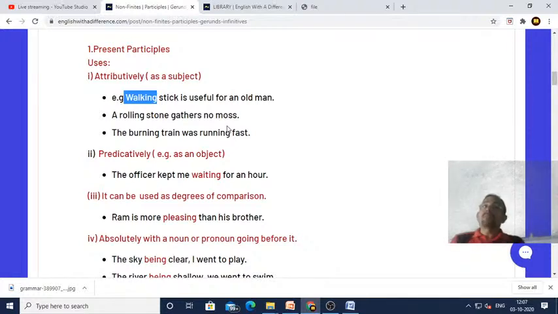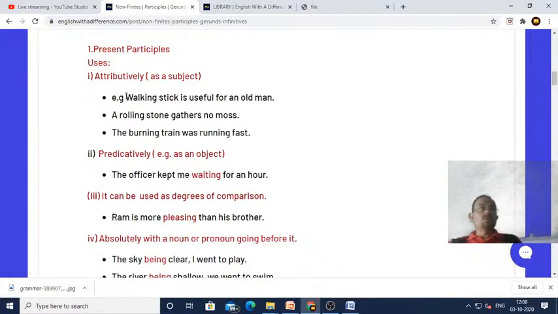Attributively means as a subject, but normally, dear students, a word is used as a subject when it is before the verb. But here you can see the ing is there, but it is not before the verb, it is before the noun, therefore it is used attributively. Whenever we use any word attributively, always remember that it will be used before a noun, not before a verb. So as ing is used before a noun, therefore ing is used attributively.